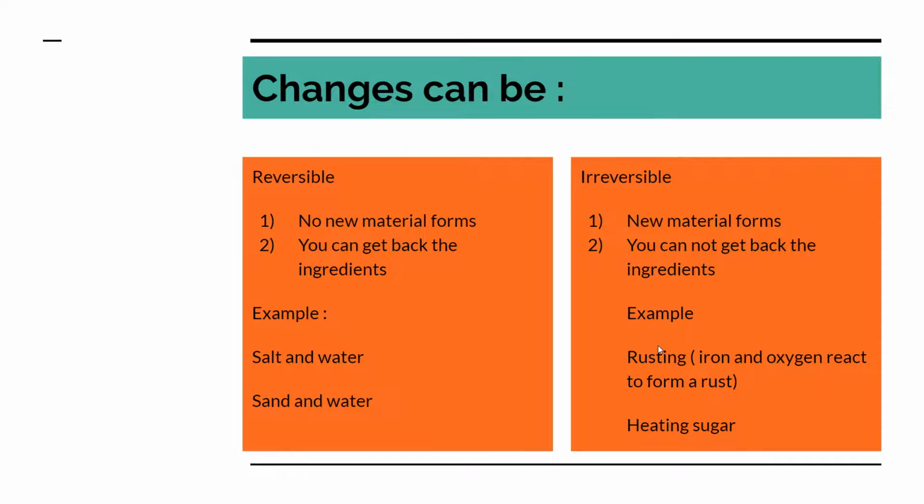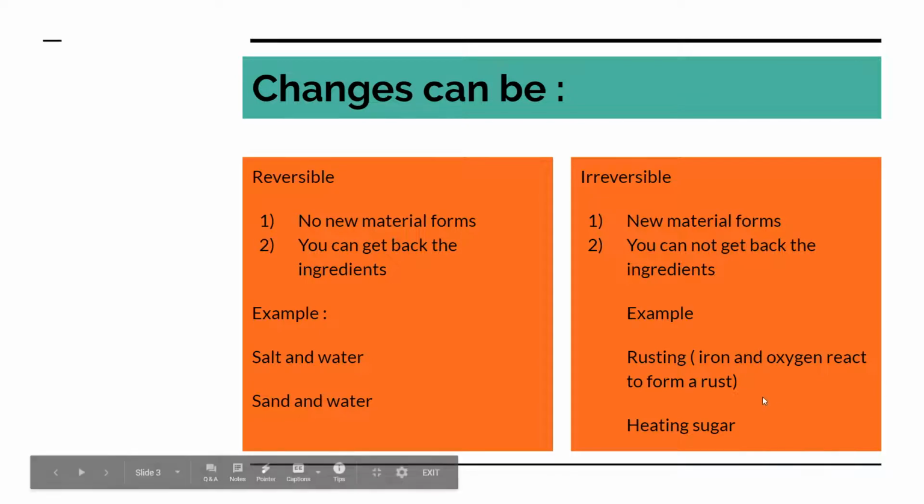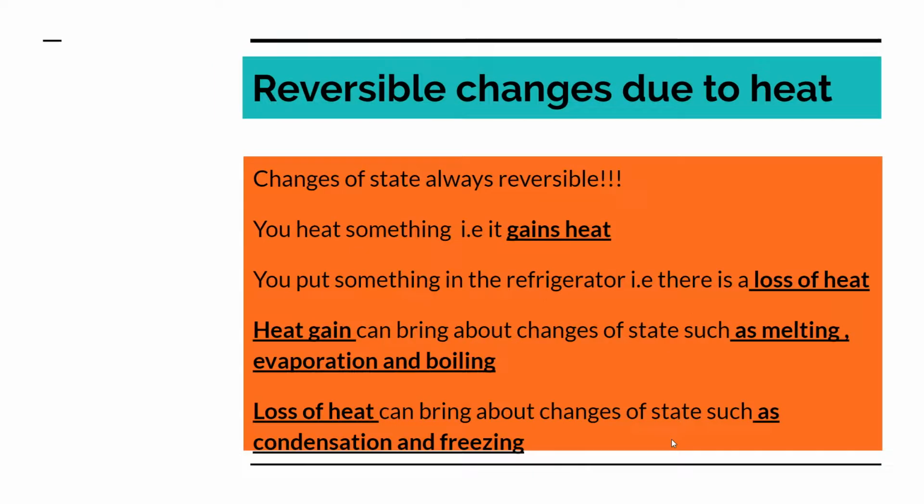Rusting is a process in which iron reacts with oxygen in the air to form rust. Something that we commonly call zung is basically rusting. This is an irreversible change since you cannot get back the iron and the oxygen from the rust that is formed. And then heating sugar, which is basically decomposition, is also an irreversible change.